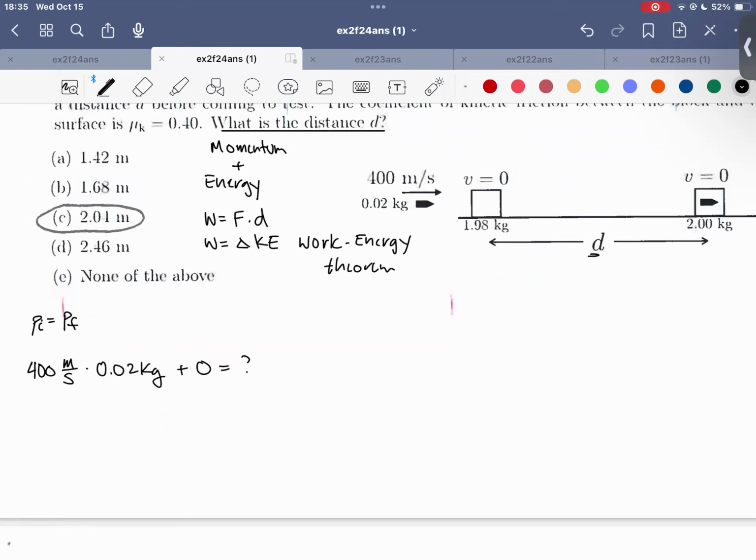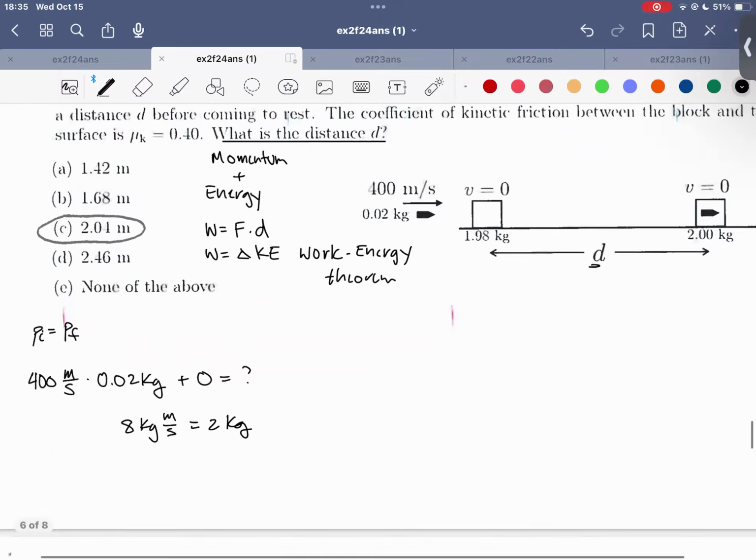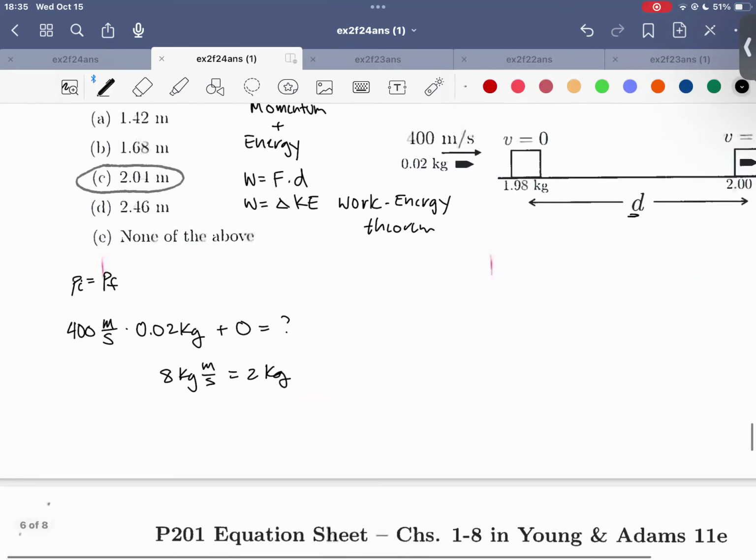So we have 8 kg meters per second, and on this side we have 2 kg, because it's this bullet and this block together, giving us 2 kg. Then we also have velocity final, and our velocity final is 4 meters per second.